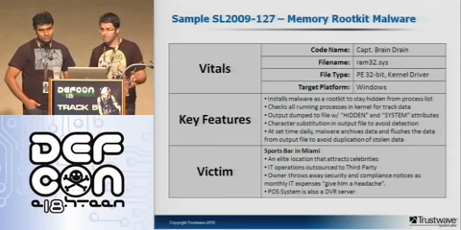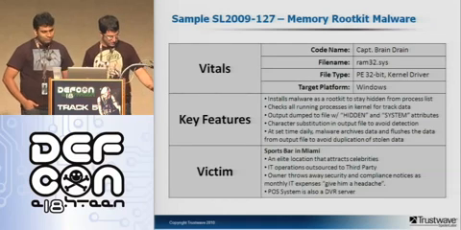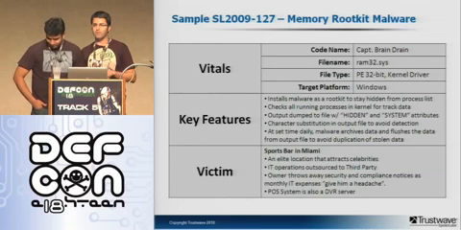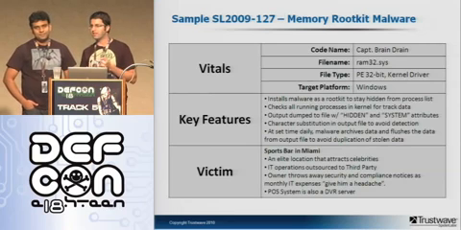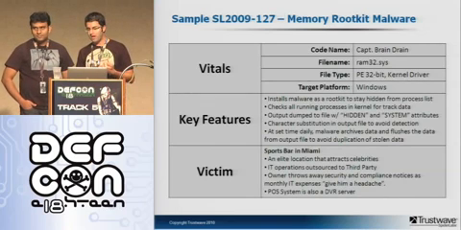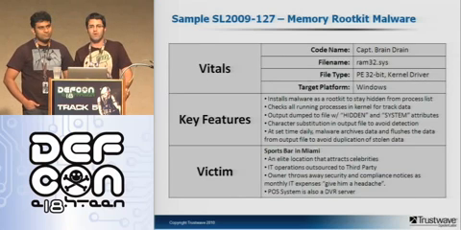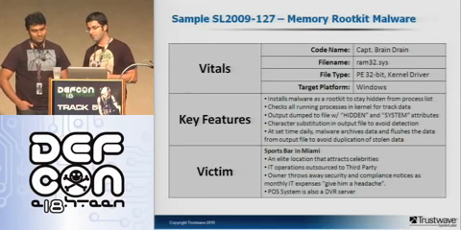So now we're going to jump into some demos. Like I mentioned, we're going to spend a big portion of the presentation on the demo aspect of it. So let's talk about this environment real quickly. This is the memory rootkit malware. We gave this guy the code name Captain Brain Drain. It looks like a normal Windows file name. Sort of, they get the win for file name choice. It targets Windows platforms. Now the key features, I'm not going to talk about that because Jibran's going to demo all of those for you in a couple minutes.